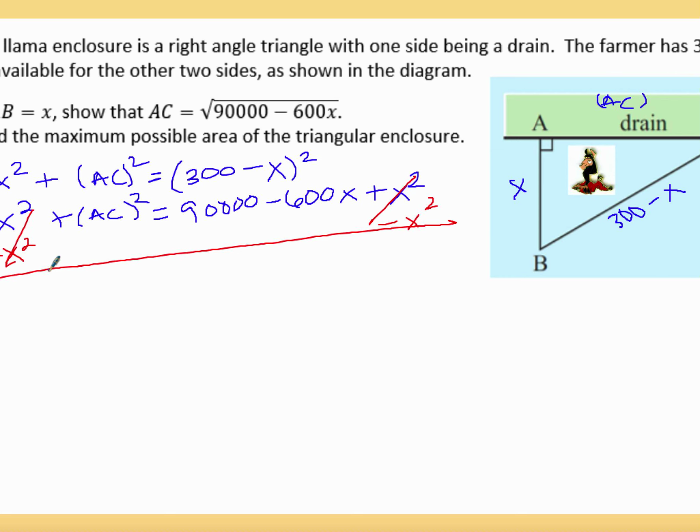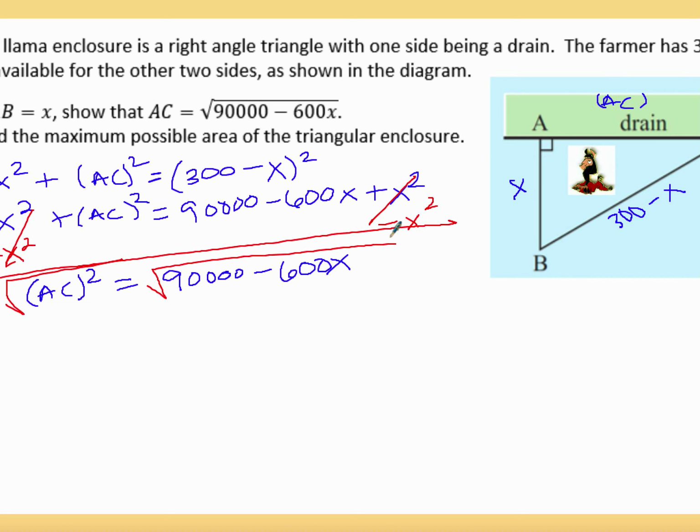Then what I have left is AC, the length of that drain squared, is equal to 90,000 minus 600x. And hopefully you can see it happening. We're just going to take the square root to get AC alone. So in fact, it's true, the length of that drain is the square root of 90,000 minus 600x. So that's the first part, that's part A.